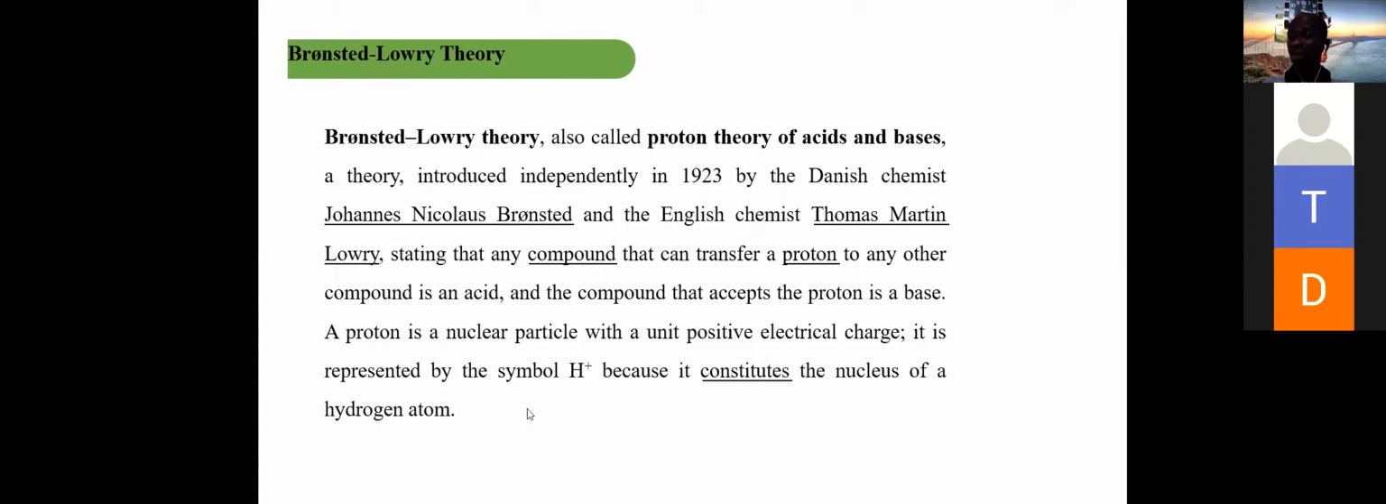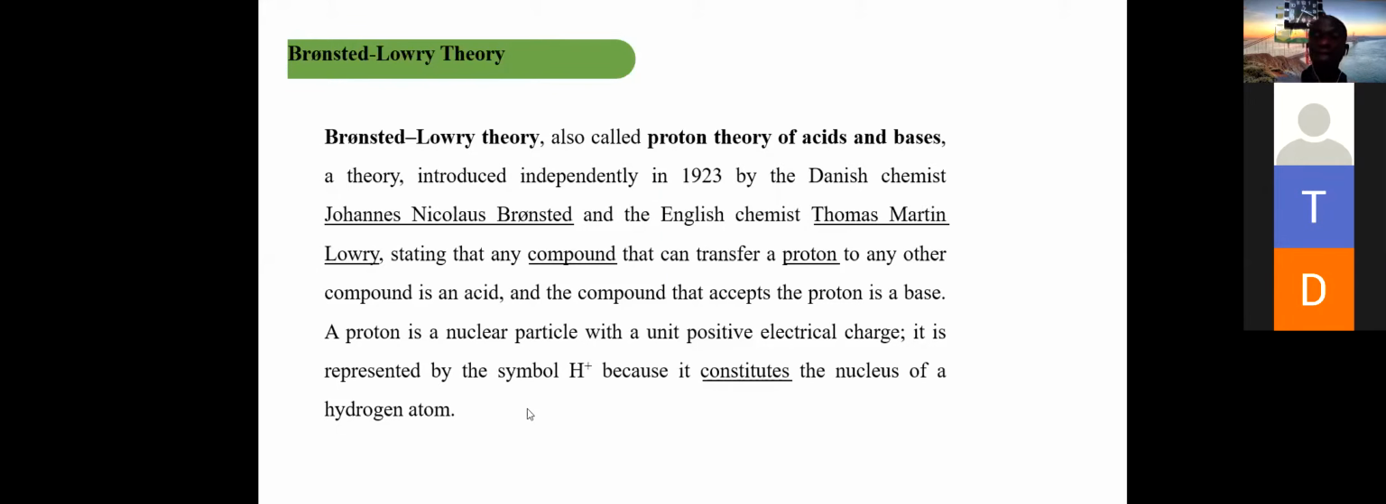Now, that is dangerous because their definition, like you saw, can make even a base like ammonia an acid. Their definition can make even a neutral substance like water an acid or a base. It's just a matter of writing an equation to show water donating a proton to something else or water accepting a proton from something else.